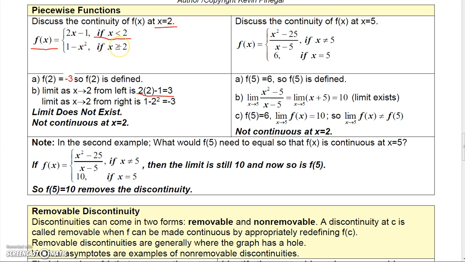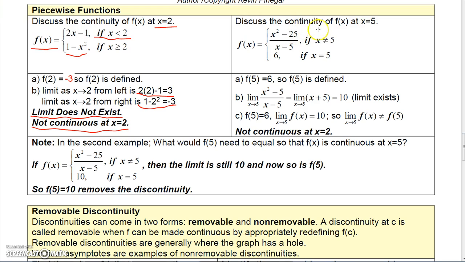But if we approach 2 from the right, we're going to get closer and closer to 2 from the right. Since we're going to be to the right of 2, we'll be approaching 2 on this function. And so as we get to 2 on this function, we're going to get closer and closer to 1 minus 2 squared, which is negative 3. So the limit from the right is negative 3. Well, since the limit from the left is 3 and the limit from the right is negative 3, the limit does not exist. And if the limit does not exist as x approaches 2, then this function cannot be continuous at x equals 2.